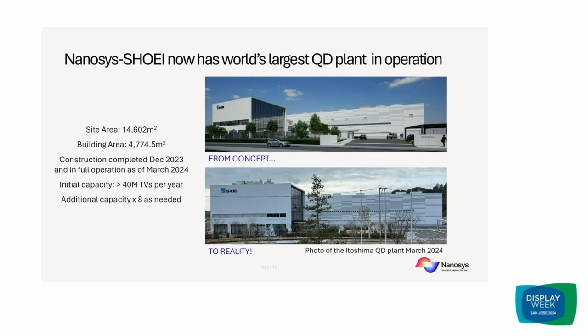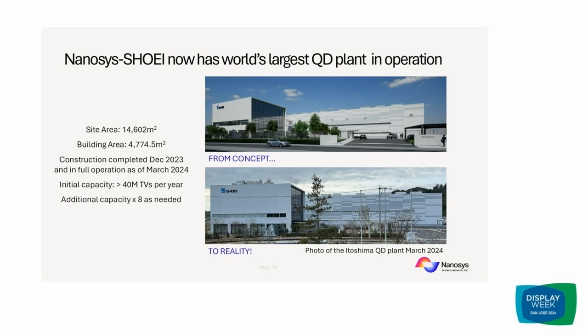The upper illustration here is the concept design of the building, and the fab is now up and running, so this is a true photograph of the plant. This is from March 2024. Lines are up and qualified. Material is being produced in the system. So this is super exciting to have this come up in line today.